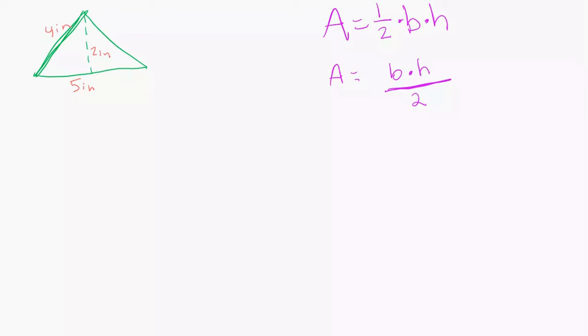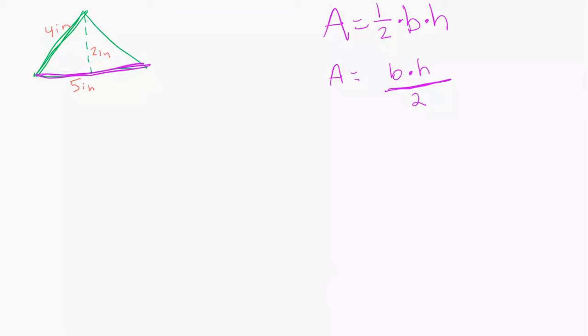So all we have to do when we find area is get our formula, and we've got that. Then we just have to plug in the numbers and solve. So it's really quite simple. But first, we need to make sure we know what the base is. Remember, the base is always going to be a flat side, something that your shape can sit on. For this instance, our base is right here, and that's 5 inches.